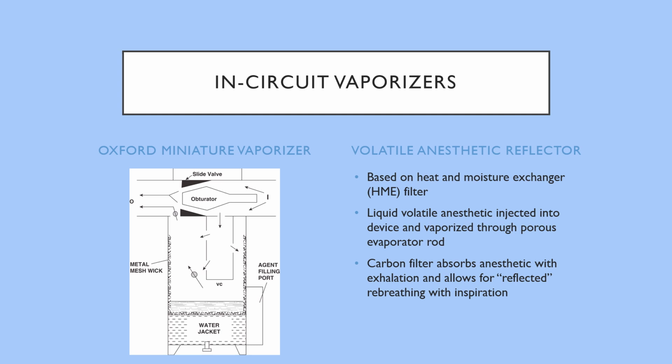Now, volatile anesthetic reflectors are useful in the ICU setting, and they're based on the same design as the heat and moisture exchanger filter. Liquid anesthetic is injected into the device, and vaporization occurs through this evaporator rod. And then there's a carbon filter that absorbs the anesthetic with exhalation, and that allows for, quote, reflected rebreathing with inspiration.